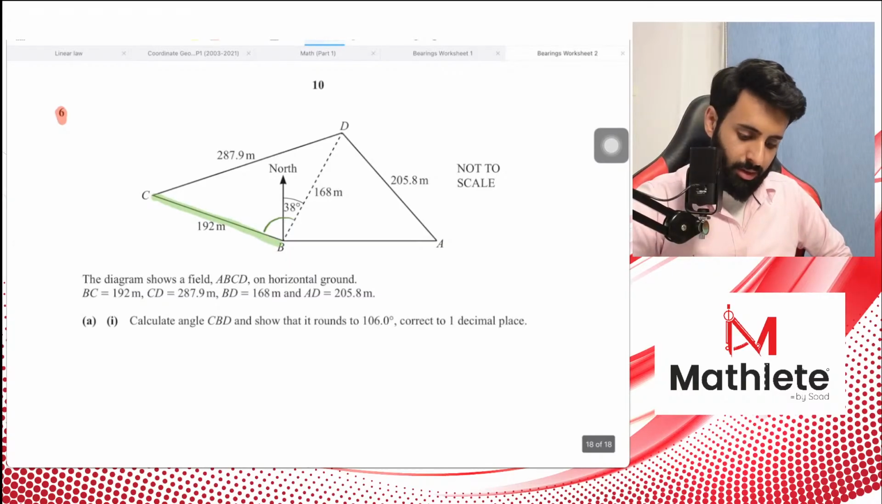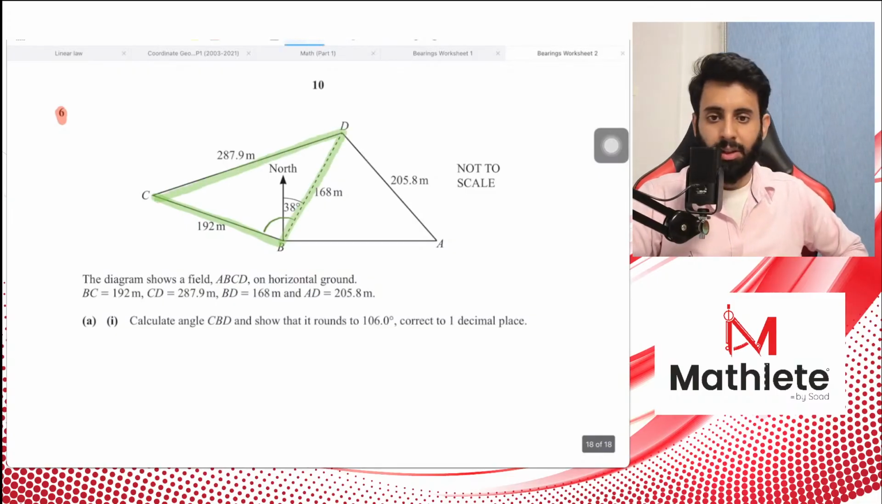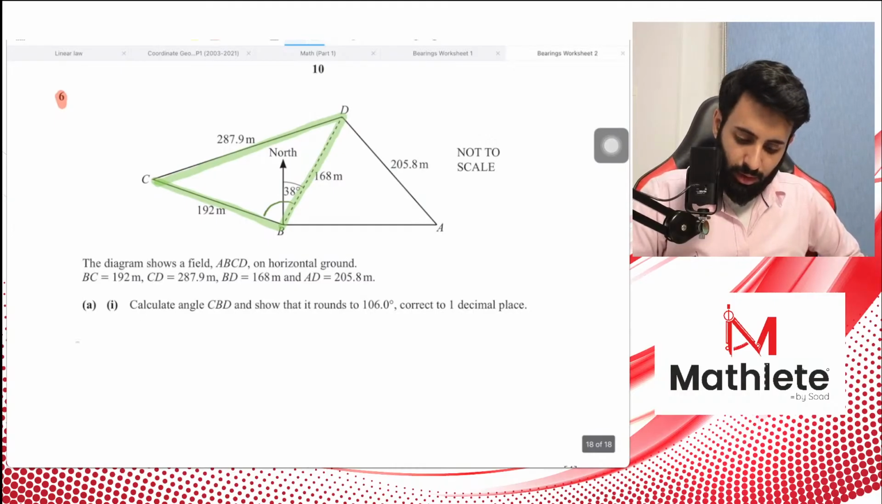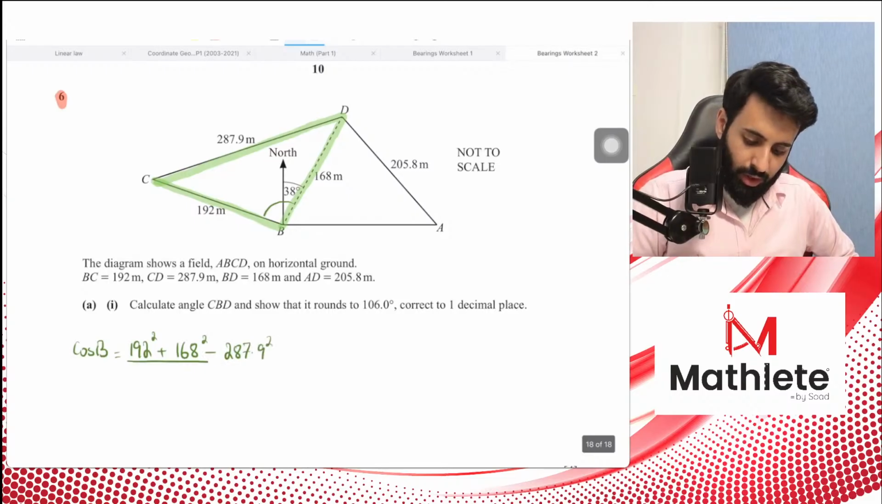We are going to consider triangle CBD, and we're just looking at triangle CBD. We're not looking at anything else. We're looking for cos B. So cos B equals 192 squared plus 168 squared minus 287.9 squared, divided by 2 into 192 into 168.